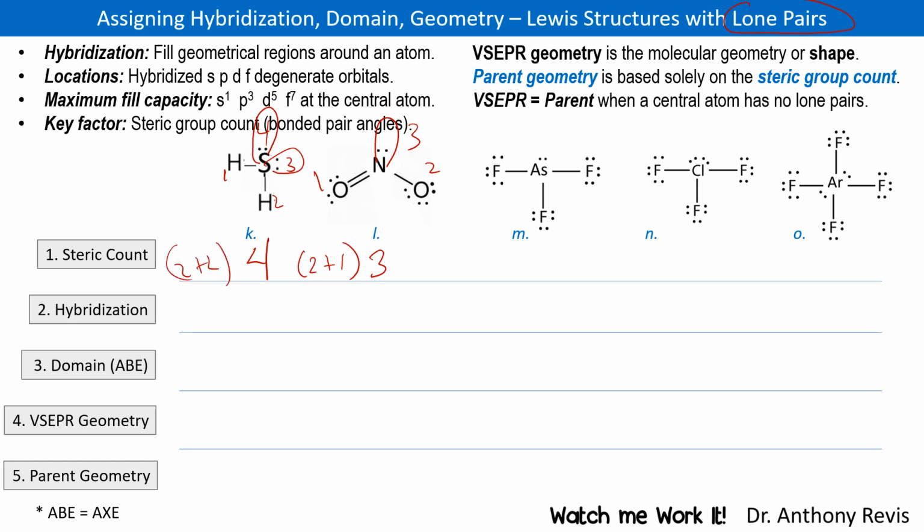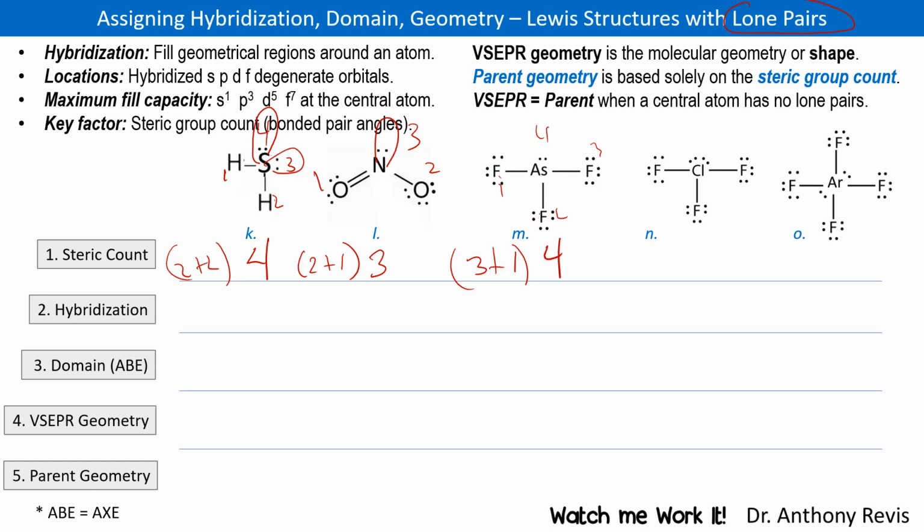So we go to the next one. Here we have 1, 2, 3 bonded groups plus 1 lone pair. Clear that up a little bit for you. And that tells me I have 1, 2, 3, 4. 1, 2, 3, 4. So I have 4 groups around this.